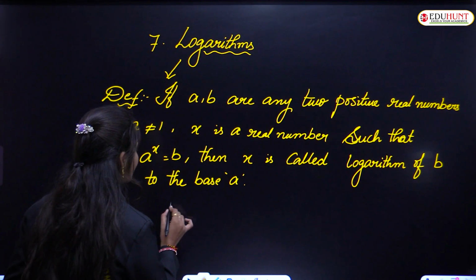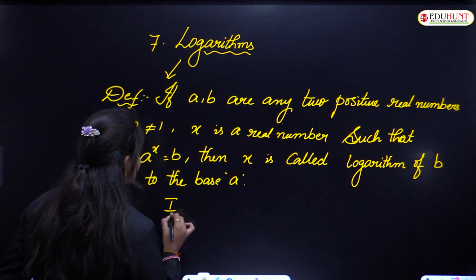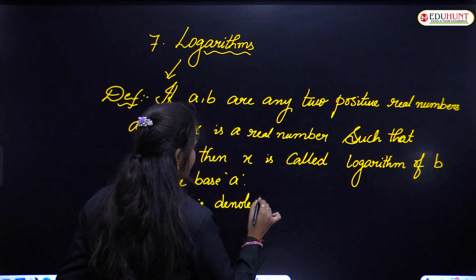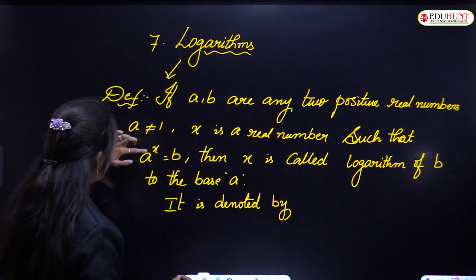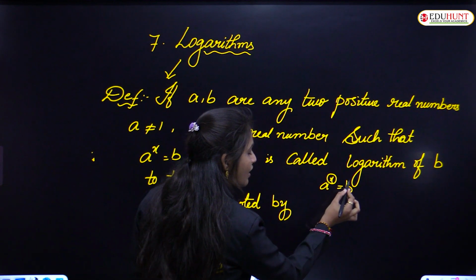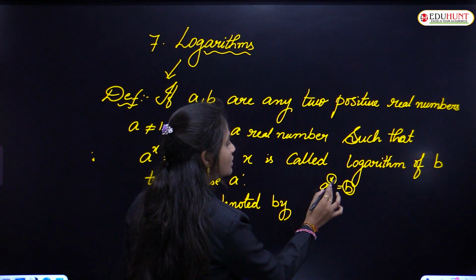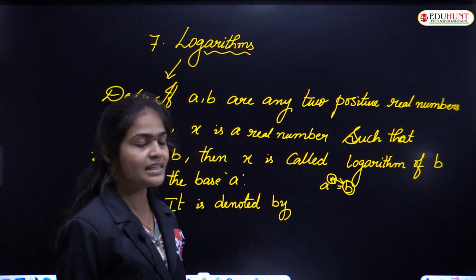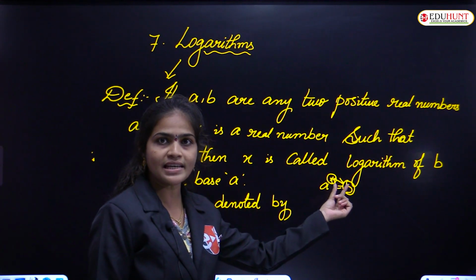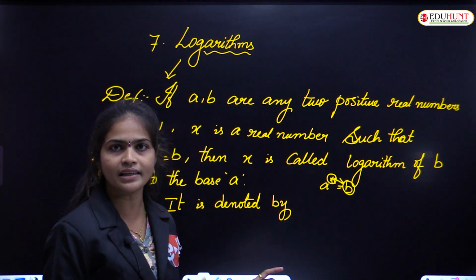We wrote it in sentence form, right? So how to write it in symbolic form? It is denoted by: we took a power x is equal to b. Just we have to transpose. When you apply logarithm to the exponential form, you just have to interchange x and b: the value at the place of x and the value at the place of b, we change those two values. Then we can apply the logarithm.